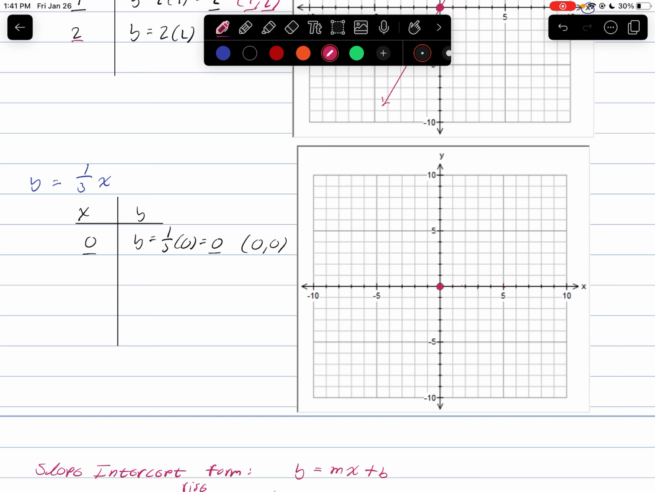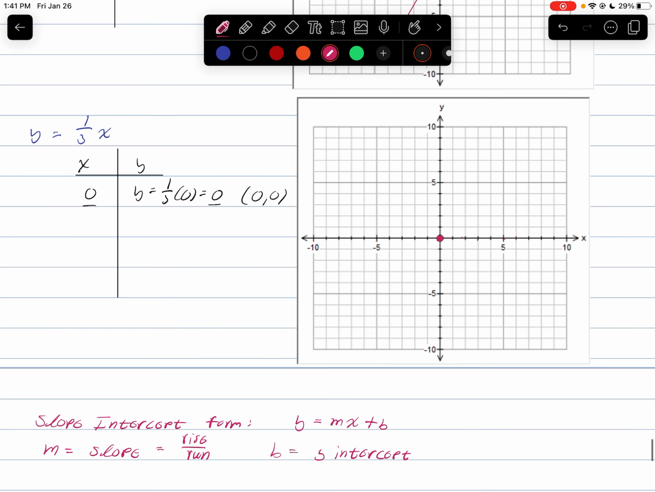Now, don't get me wrong. There's nothing wrong with choosing x equals 1 and then getting y equals 1/3. Then you would plot the point 1/3. That would be totally fine. There's nothing wrong with doing that, but sometimes it's easier if you choose values that make a little bit more sense with the problem, okay?